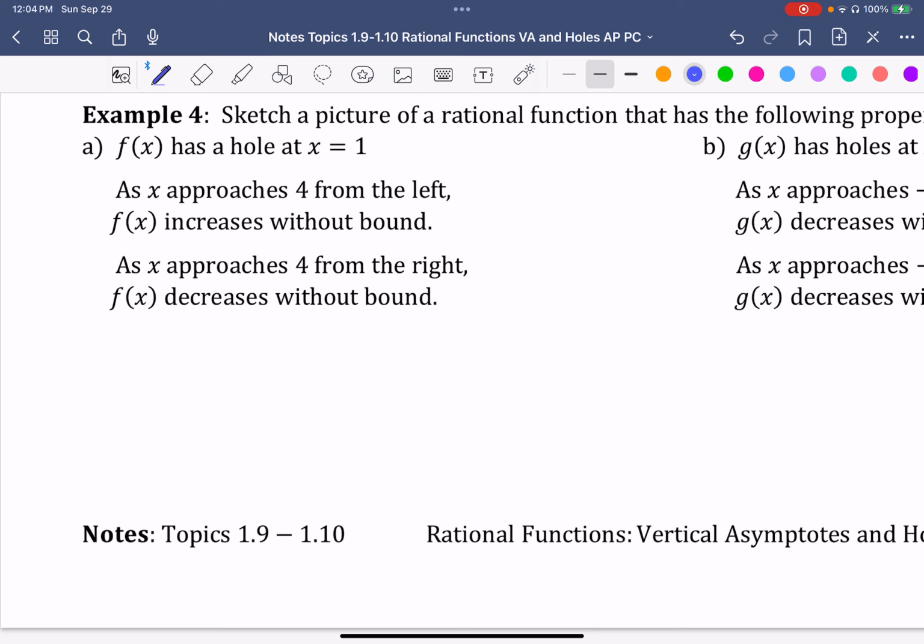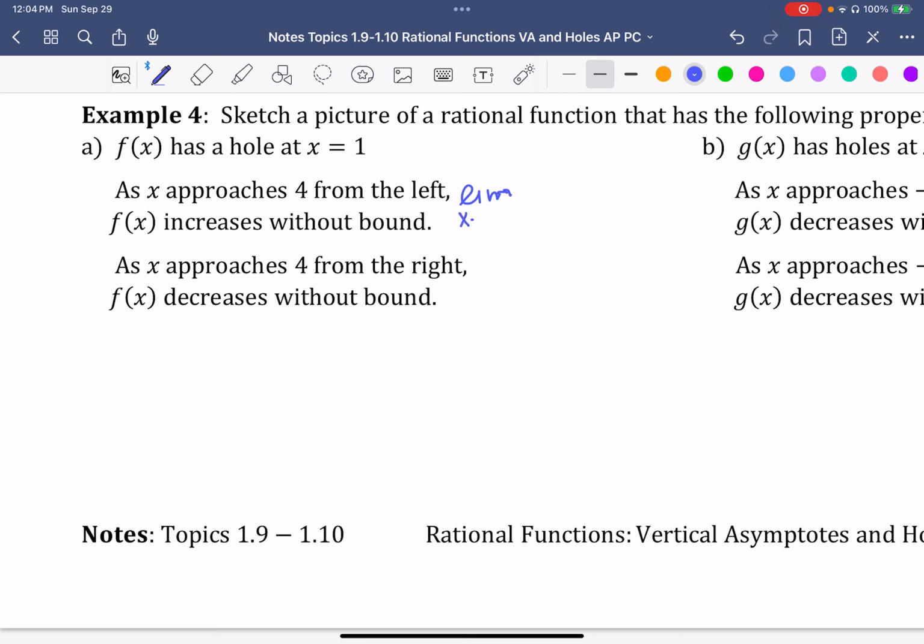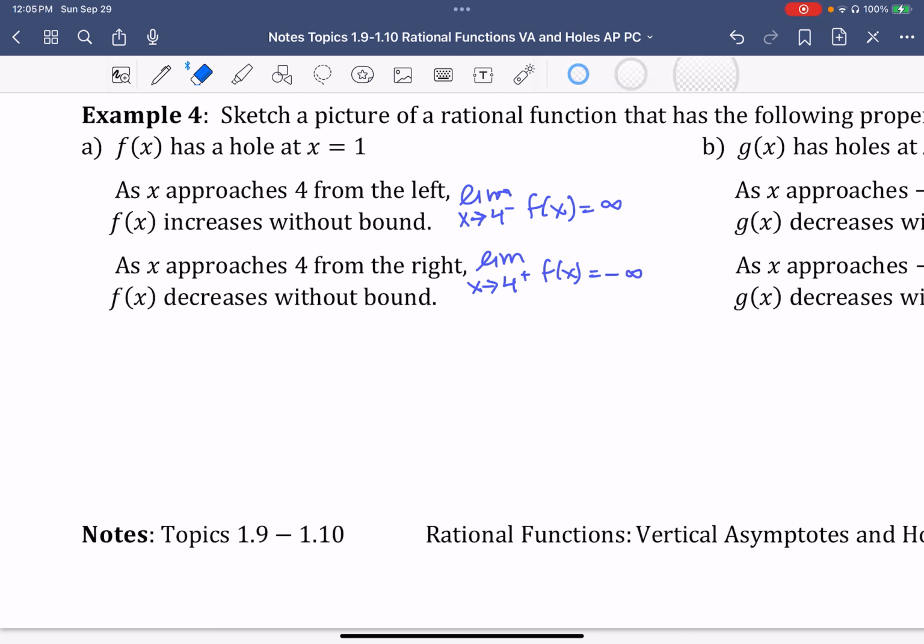If I were to write this in limit notation, I would say the limit as x approaches 4 from the left, f of x increases without bound means it goes up to positive infinity. The limit as x approaches 4 from the right, f of x decreases without bound, meaning negative infinity. And we don't really know how to write the limit for the hole, because what do we need for the answer?